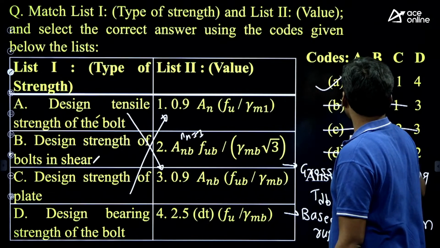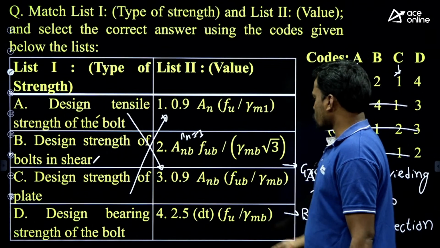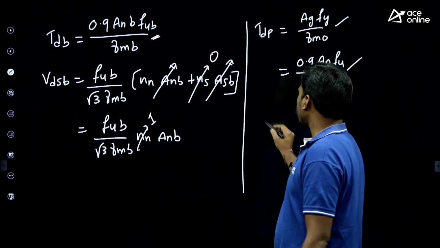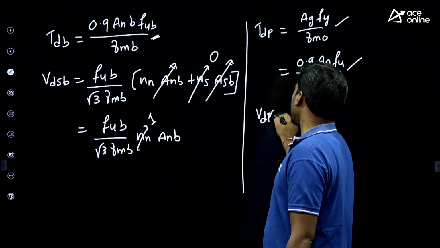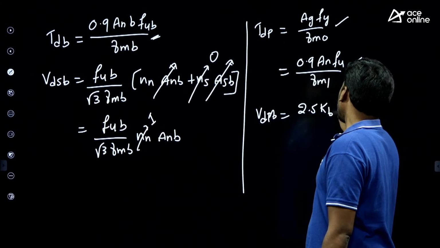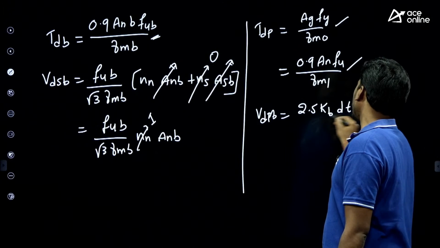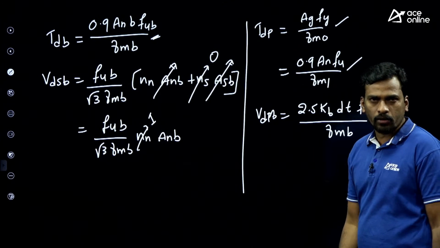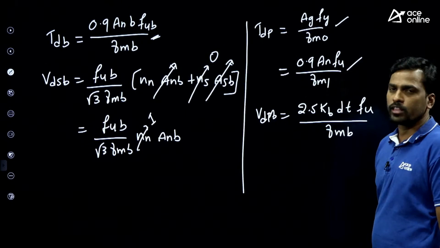Okay, so C1, yes, C1. The last one is design bearing strength of bolt. What is the formula? That is the VDPB formula: 2.5 Kb d t Fu divided by gamma mb, right? So this is the formula to find the design bearing strength of bolt.